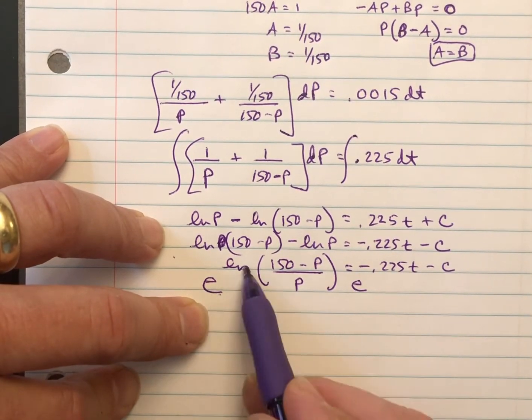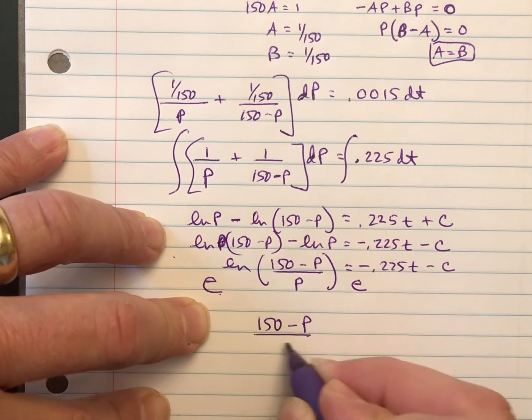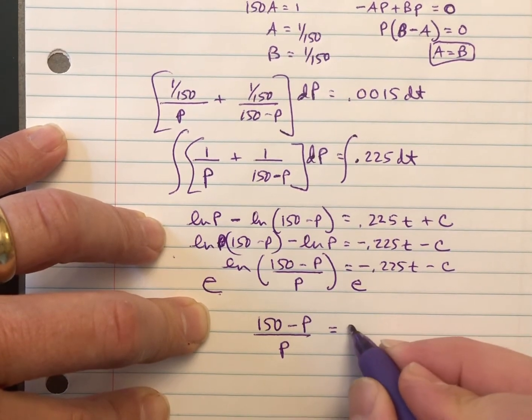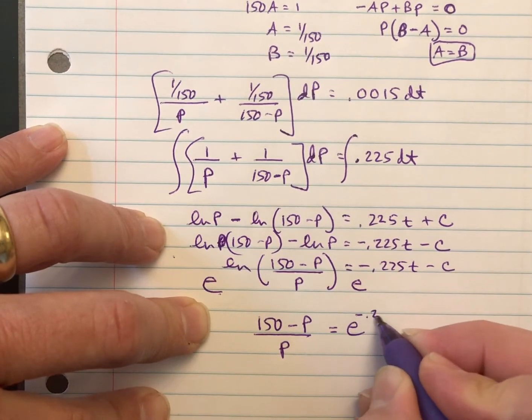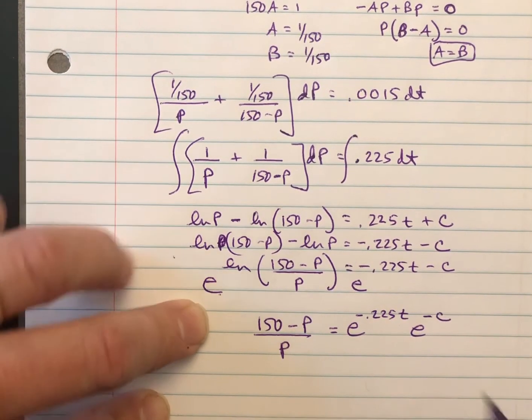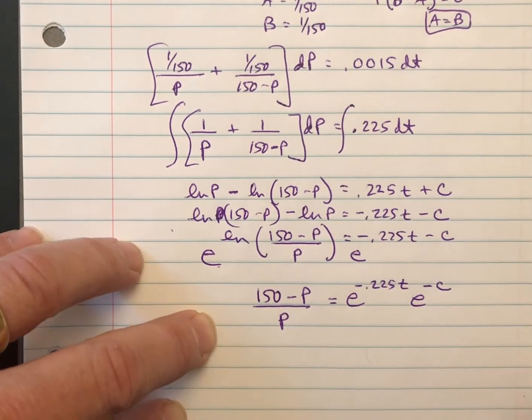And now I'm going to raise both sides using e as a base. Now the e and the ln will cancel out, and we'll be left with (150 minus p) over p. And over here, we'll end up with e to the negative 0.225t and e to the minus c. Notice if the bases are the same, then we can just add those exponents.